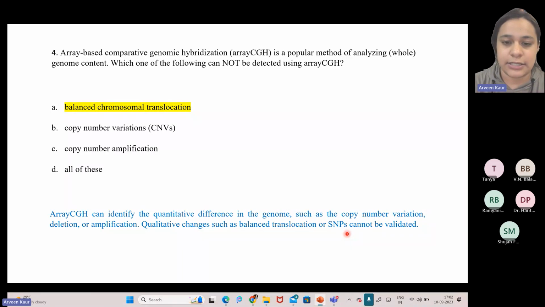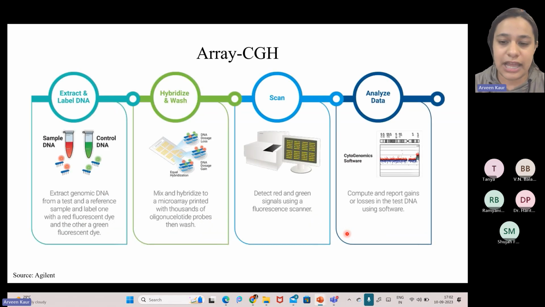So how does this array CGH actually work? For that, again, I have basically pasted a very simple workflow that I have sourced from Agilent, which is one of the companies that basically provides the services for this particular technique.